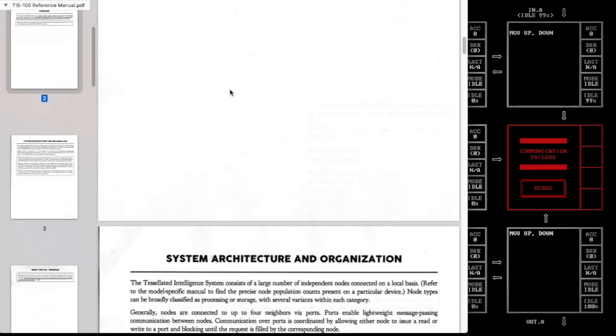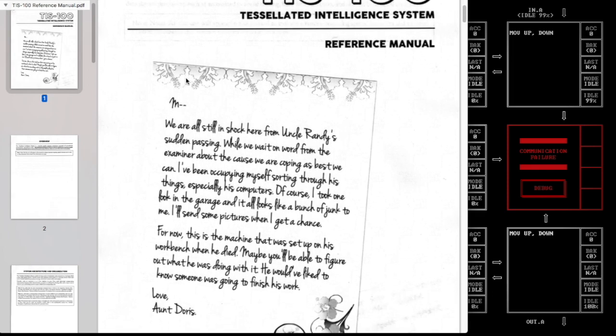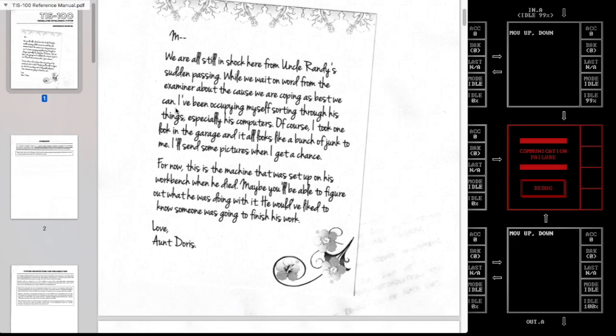I had no idea that you're supposed to read a PDF. It's like stapled and everything. M minus minus, we are still in shock here. Love Aunt Doris. This machine was set up on his workbench when he died. Maybe you'll be able to figure out what he was doing with it. He would have liked to know someone was going to finish his work.